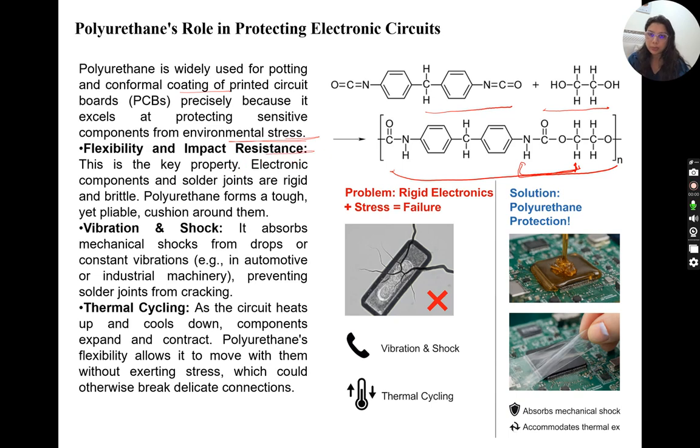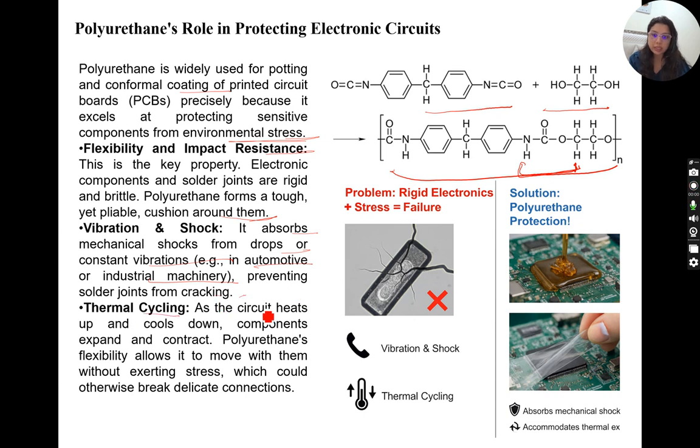That is a key property: electronic components and solder joints are rigid and brittle, and polyurethane forms a tough yet pliable cushion around them. Because of its flexibility and impact resistance, it can form a coating like this so that the impact tolerance of the material can be increased. For vibration and shock, it absorbs mechanical shocks from drops or constant vibrations. Hence, it can be used in automotives or industrial machinery, preventing them from cracking.